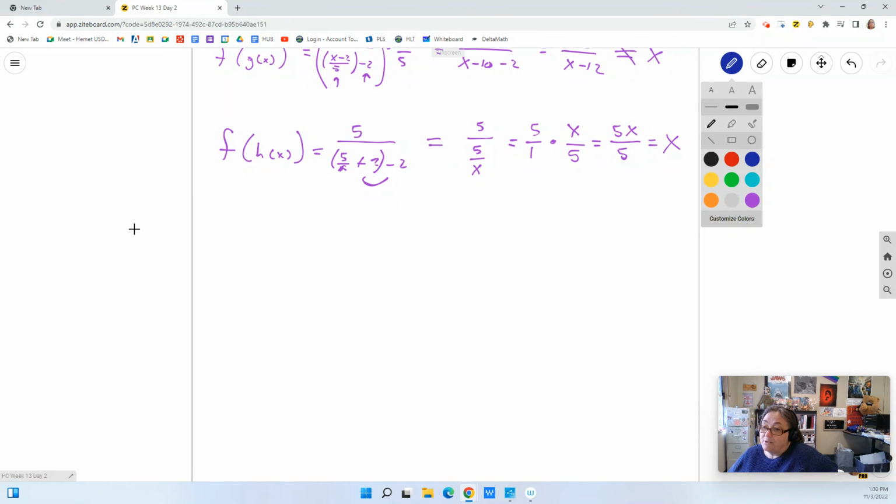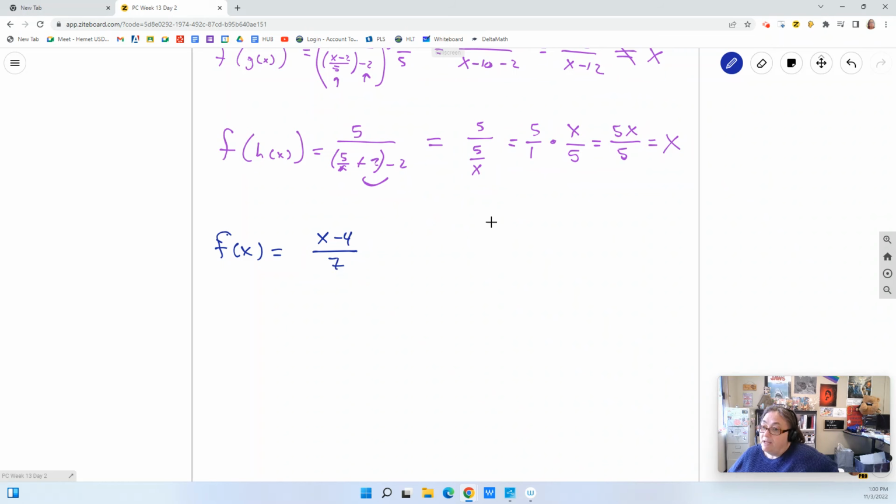Let's look at the same type of problems. So say I'm given f of x equals x minus 4 over 7, right? And we want to know which one. g of x is 7x plus 4, and we have h of x that is 7 over x minus 4. And we need to figure it out. And we're rooting for g of x.